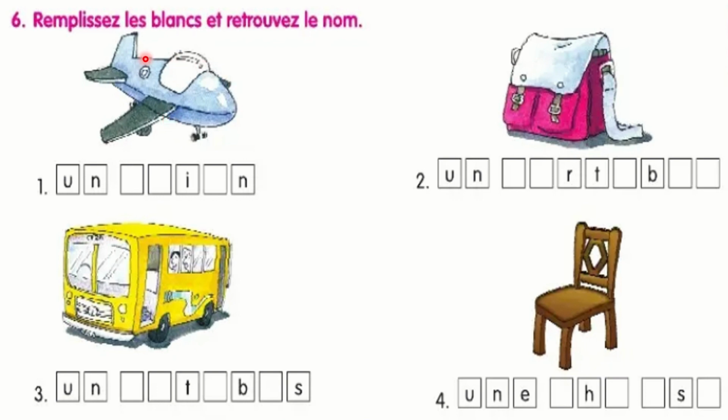Well, if we look at the first part, we can see an airplane. So that in French is called un avion and the spelling is avion. Next we have a bag, which is called cartable. So the spelling is cartable. Next, in the third image, we have a bus. That is also called an autobus, which is a bus. So in this, AUTOBUS is the spelling. Next, we have a chair, which is chaise. That is spelled CHAISE.